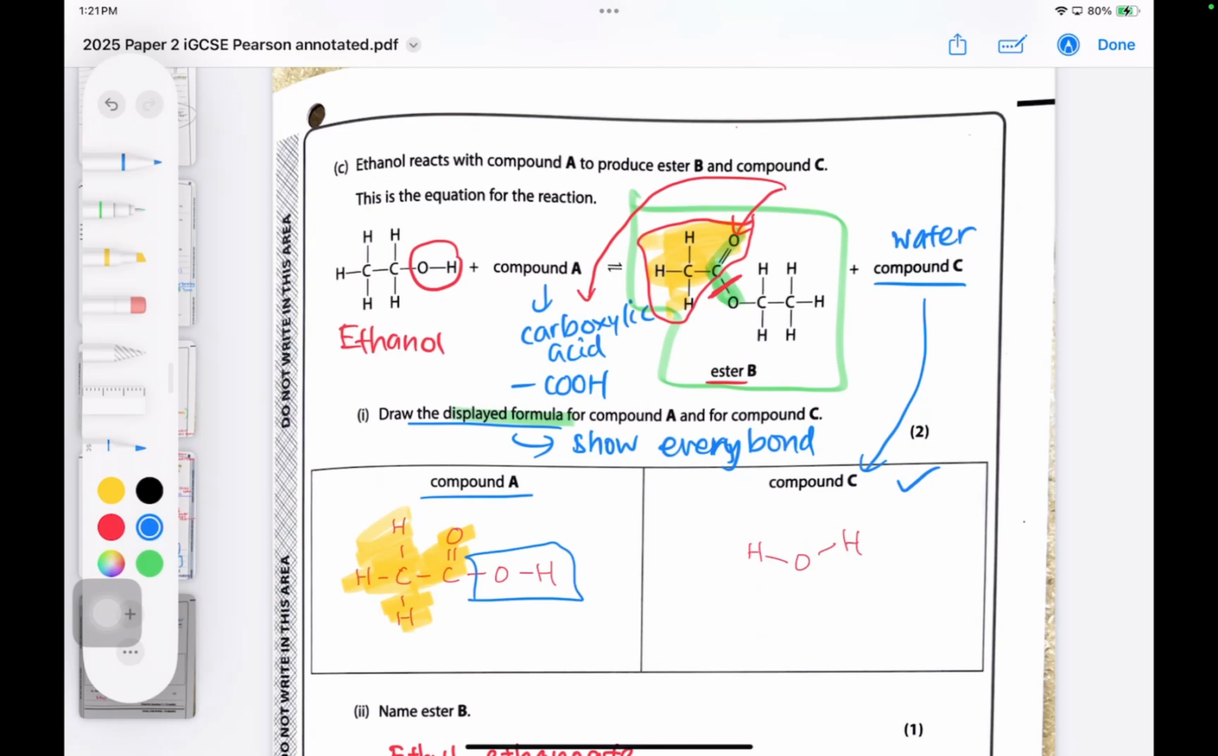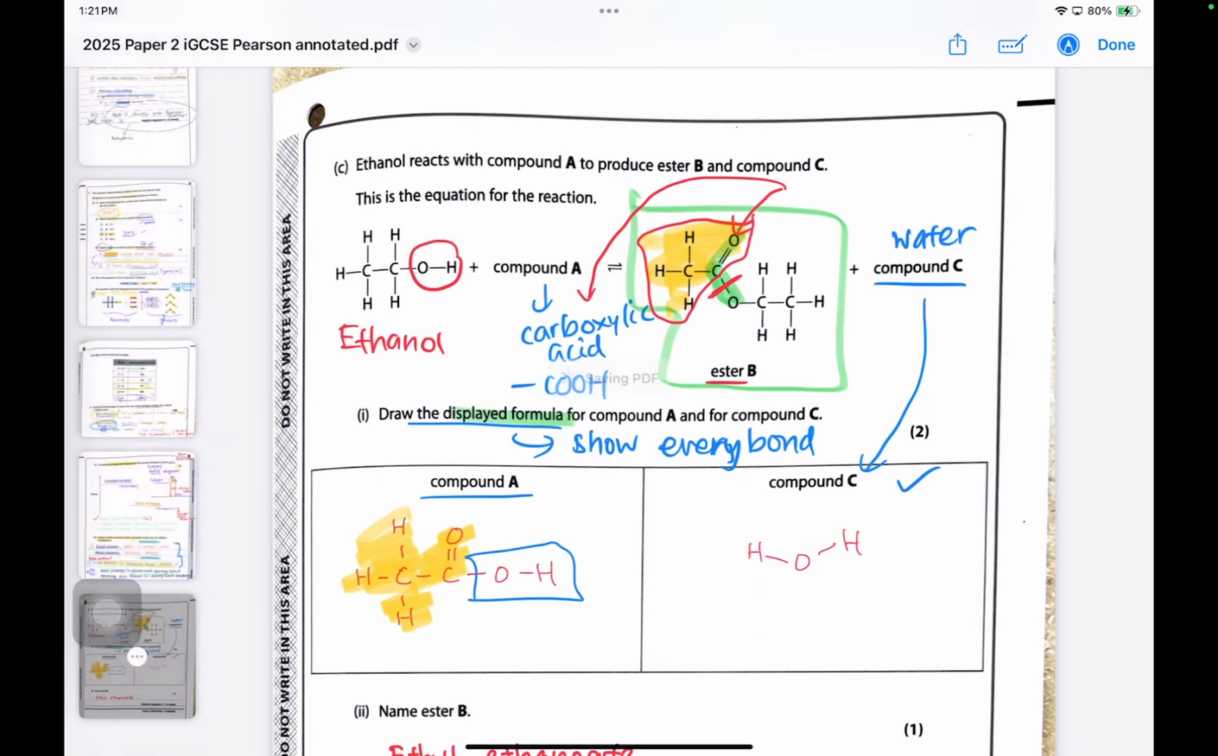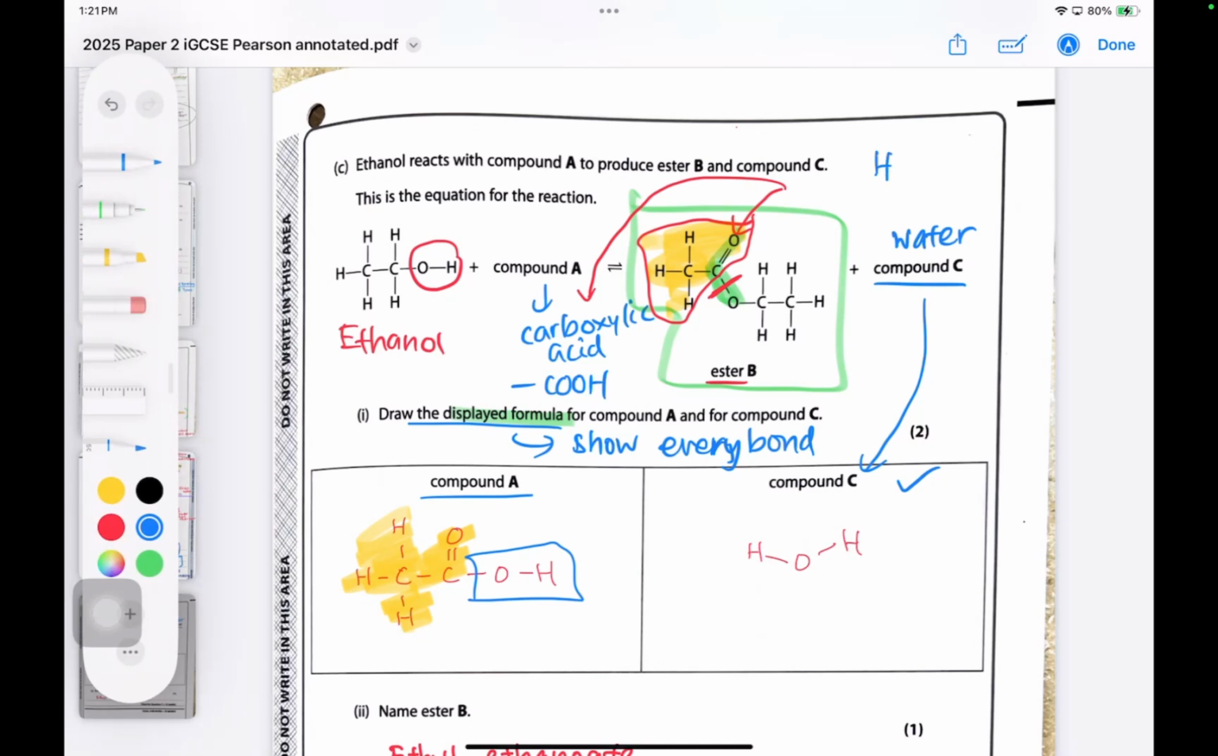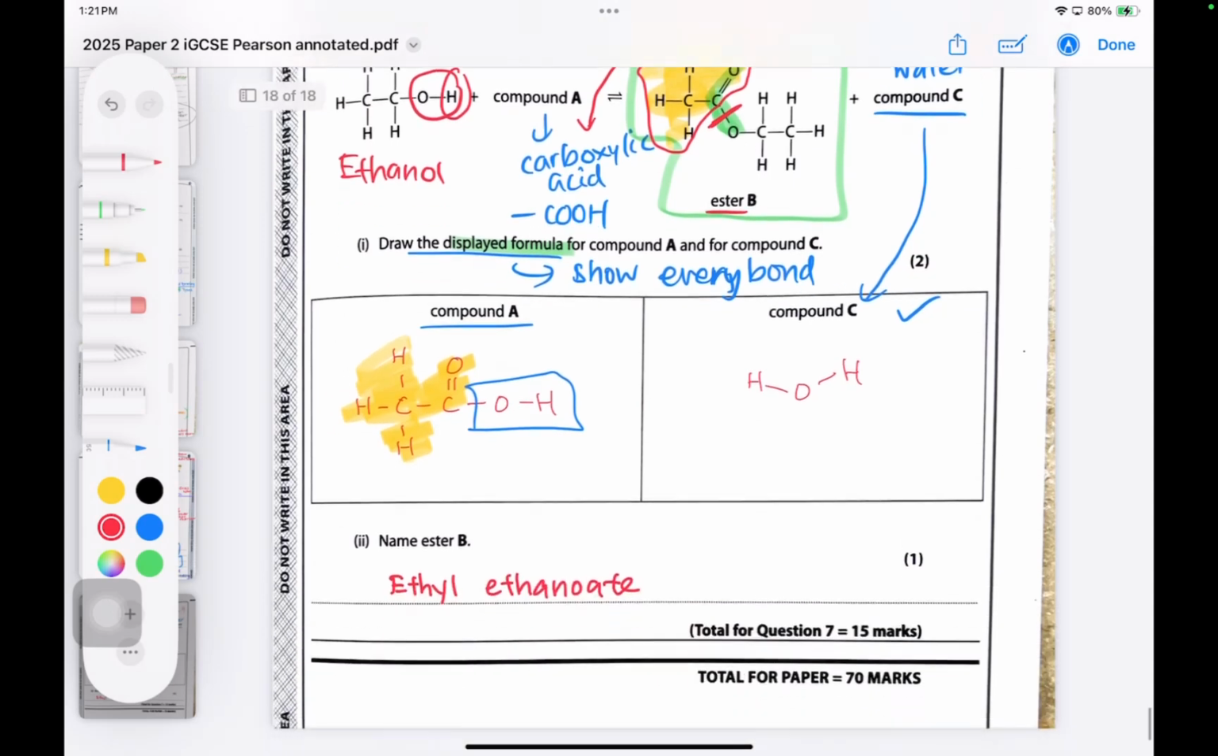Okay, so where is the OH going to? Eventually the OH goes into the production of water. So carboxylic acid loses the OH, while alcohol, in this case the ethanol, loses the H here. So we actually end up with a water, and that's our compound C. That's how we draw it.